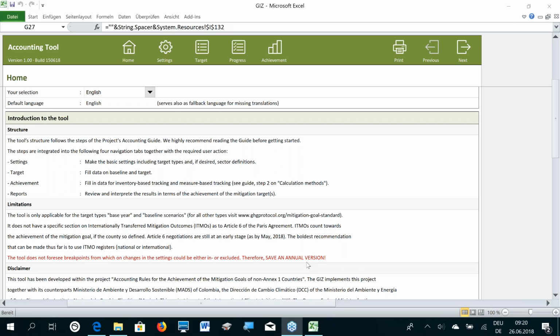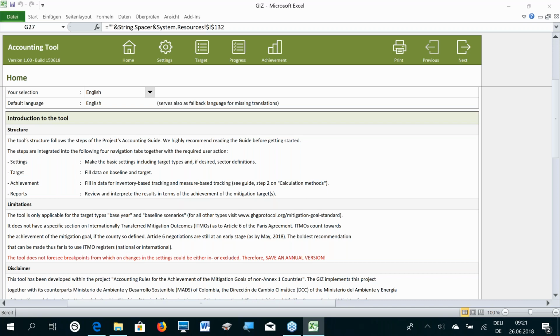As I said, the guide provides further information and will also be made available to the public within the next few weeks, probably until next week. We currently have the translation in three language versions in revision and in layout, and want to publish both the tool and the guide together within the next few weeks.